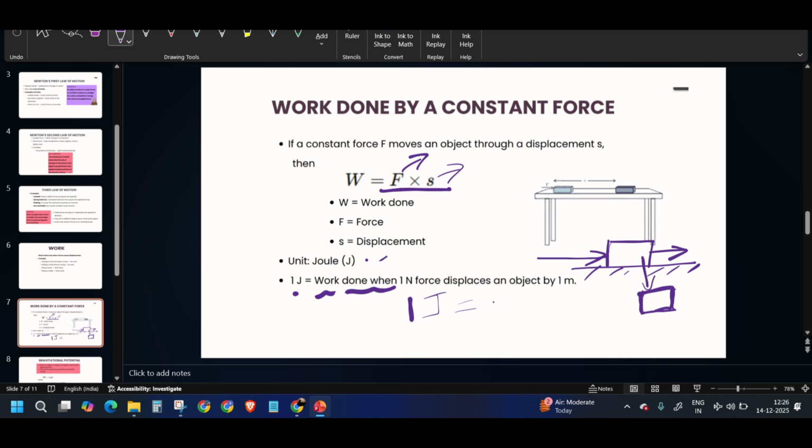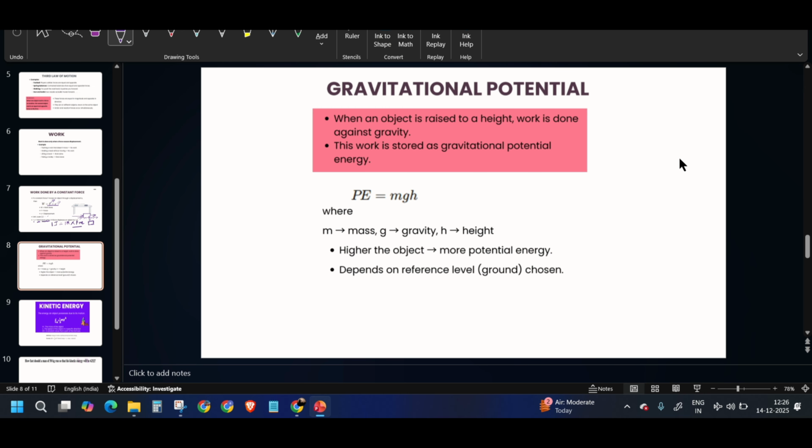1 joule is equal to 1 Newton times 1 meter. That is, 1 joule is equal to the work done by 1 Newton of force that displaces an object by 1 meter. Coming to the next topic, that is the gravitational potential energy. What is gravitational potential energy?